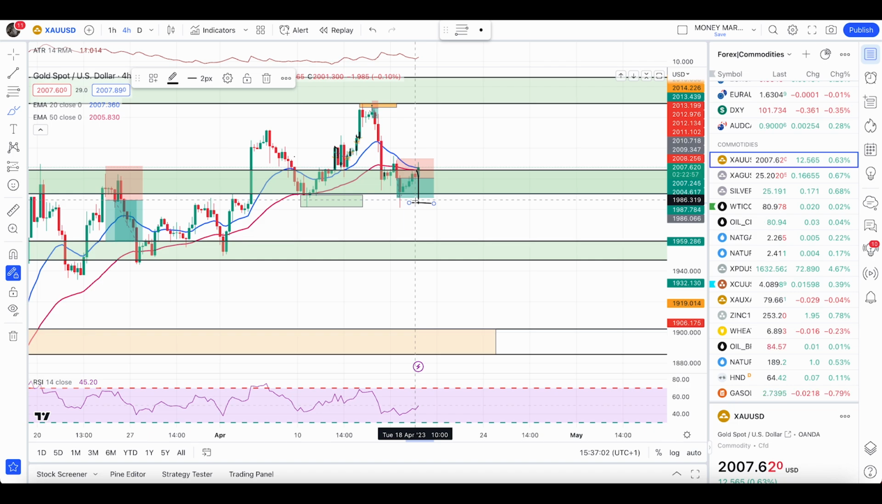I'm not entering any sort of trade for gold because I can't see any reason to enter. If you say this is a double bottom, it is not a valid double bottom.